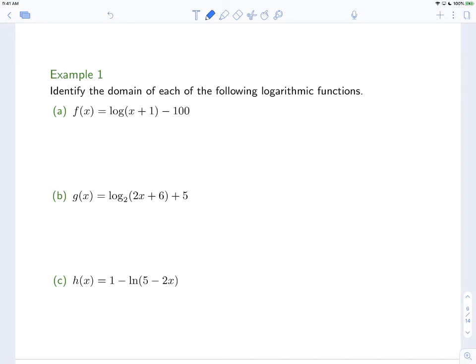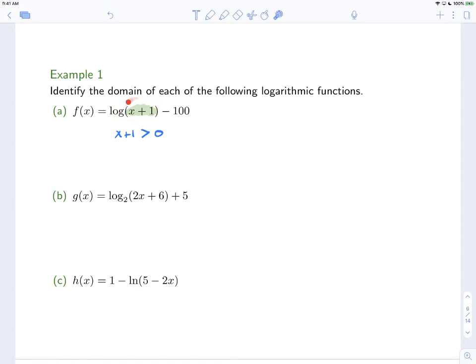So this is our first example. Identify the domain of each of the following logarithmic functions. The first example, f of x is equal to log of x plus 1, minus 100. Now really, when you're talking about the domain, the only thing that matters is what's inside the argument of the logarithm. You have to make sure that that's positive. So in order to identify the domain, we just need to be sure that x plus 1 is strictly greater than 0.